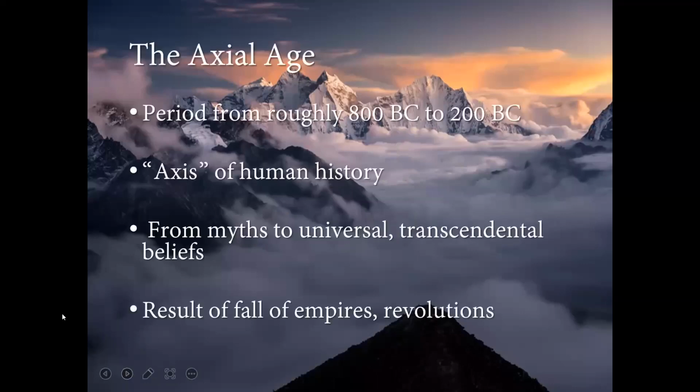So the Axial Age is an idea, a theory. We'll talk about in a second the guy who came up with it, but the idea is that the world went through a transitional period, roughly from 800 BC to 200 BC. This is the axis of human history, when human civilization took a great leap forward. And in particular, its beliefs went from, I guess, archaic myths to universal transcendent beliefs.